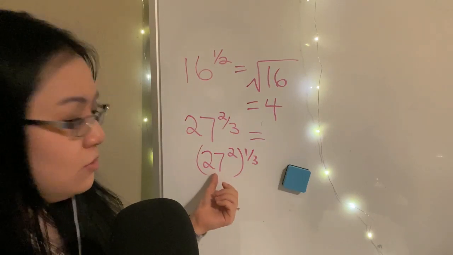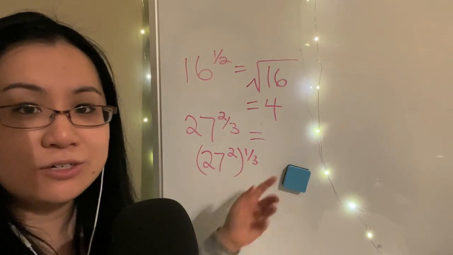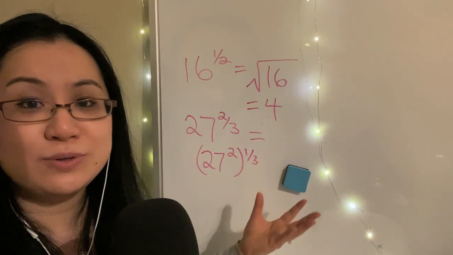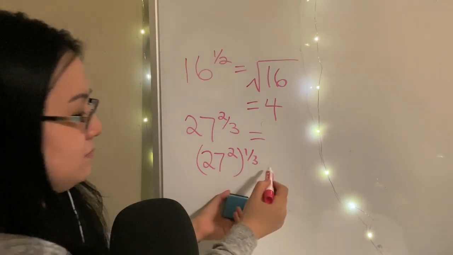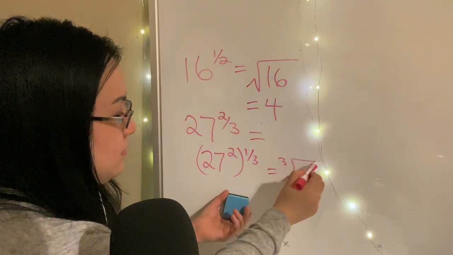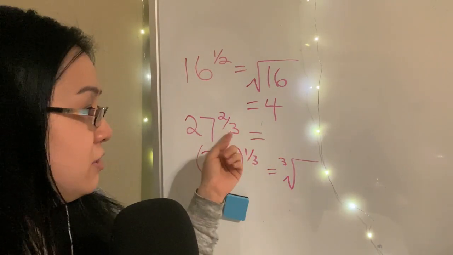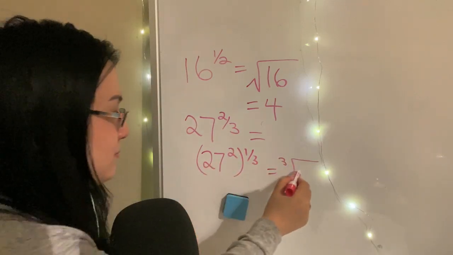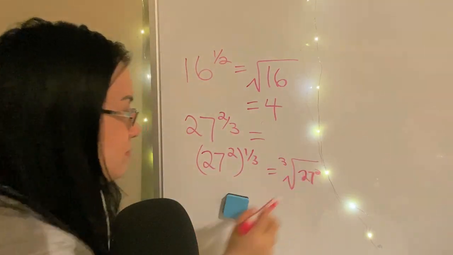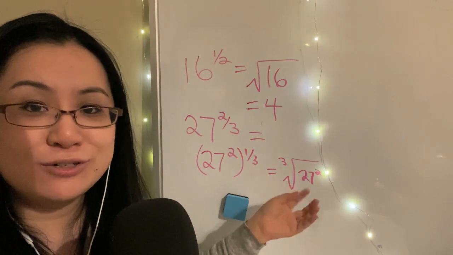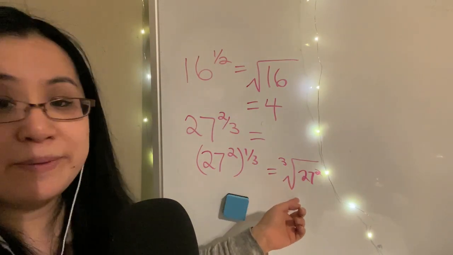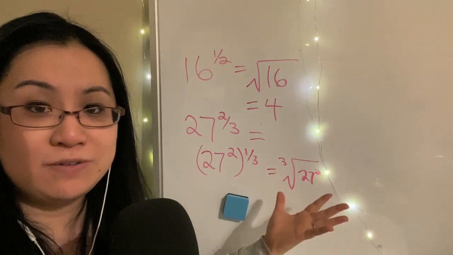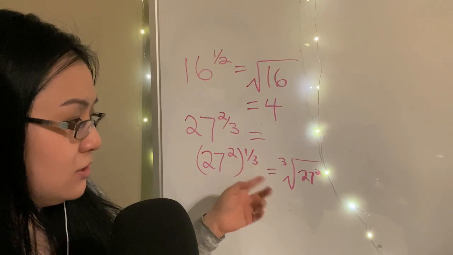Now I can do 27 squared. I can use a calculator or calculate that out. And I already know what to do with the 1/3 now. It's the cube root. So all this is still the cube root because of the denominator here, but the cube root of 27 squared. So if you are a pattern person, if you have a to the m over n, then it's the nth root of a to the m, if you want to write it like that without breaking it down like this.